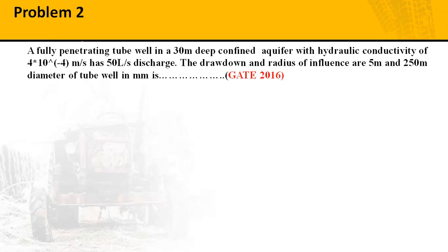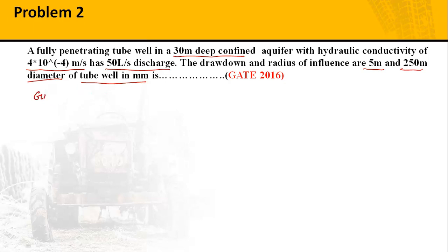First question: a fully penetrating tube well in a 30-meter deep confined aquifer with a hydraulic conductivity of 4 into 10 to the power of minus 4 meter per second has a discharge of 50 liter per second. The drawdown and radius of influence are 5 meter and 250 meter. They are requested to find the diameter of the tube well in mm.